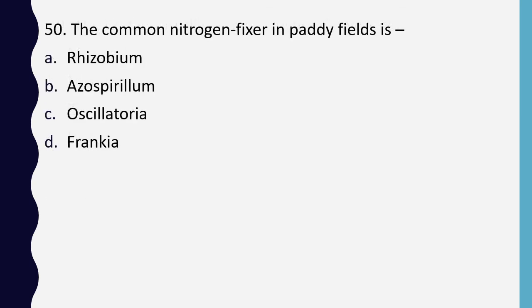Question number 50. The common nitrogen fixer in paddy fields is Rhizobium, Azospirillum, Oscillatoria, Frankia. Nitrogen fixer which is commonly found in paddy fields. Correct answer is option C, Oscillatoria.